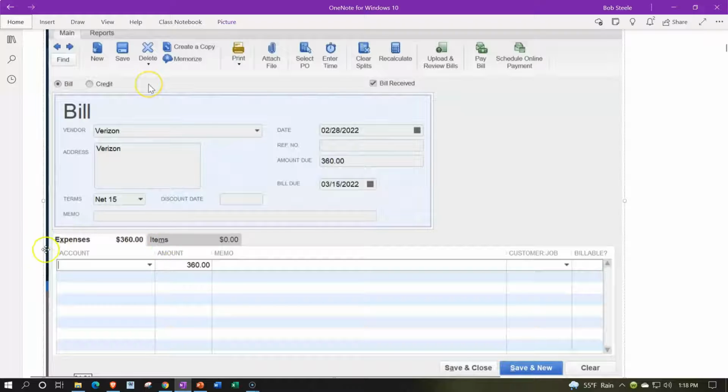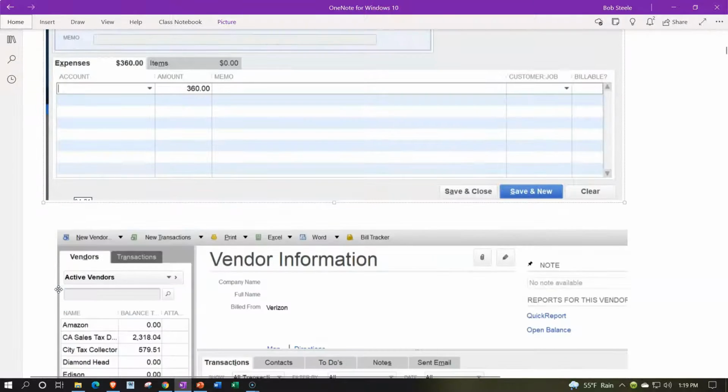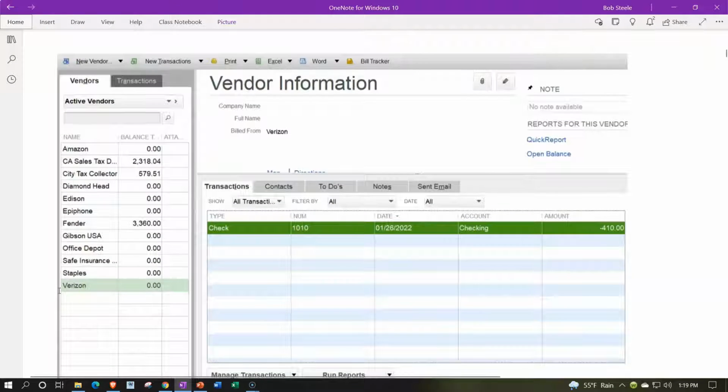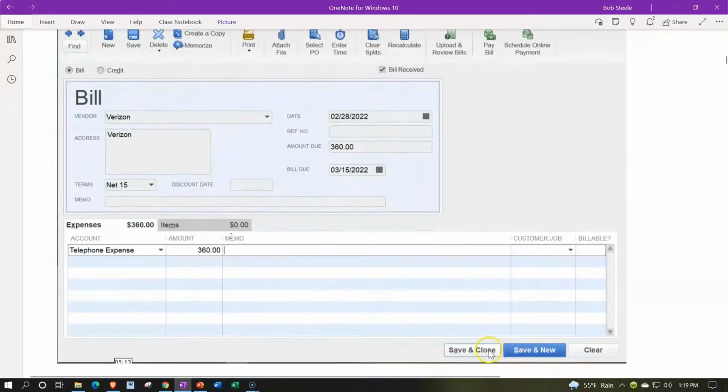It's not automatically populating down here, even though we paid Verizon in the past, because we did so last time with a check and not a bill. If I scroll down to the vendor center, we go into Verizon. Here's what we paid last time with that check. Again, we did it with a check form and not a bill form. Therefore, we'll have to select the item for the expense. Again, it won't memorize the transaction.